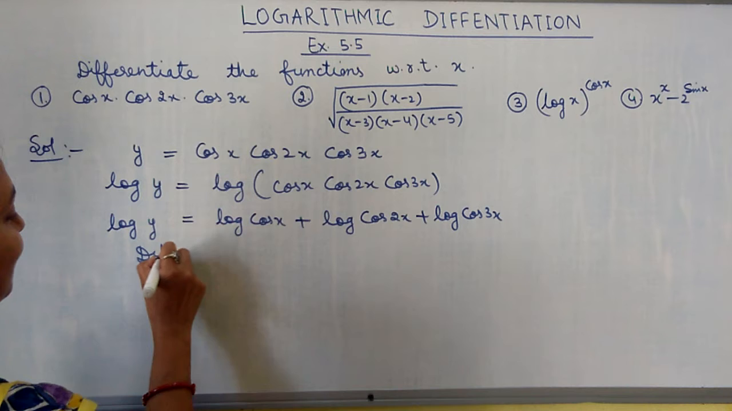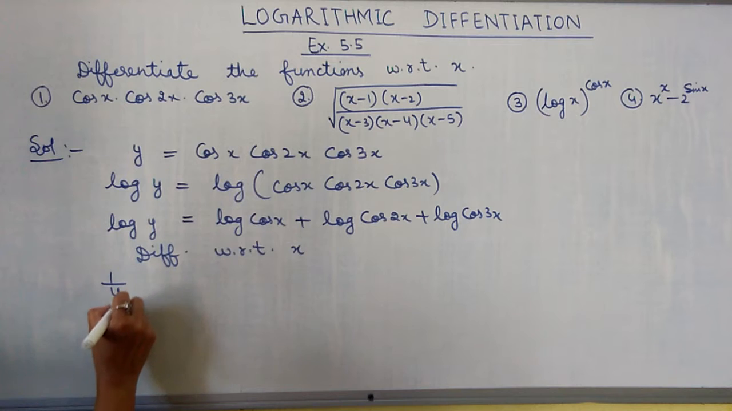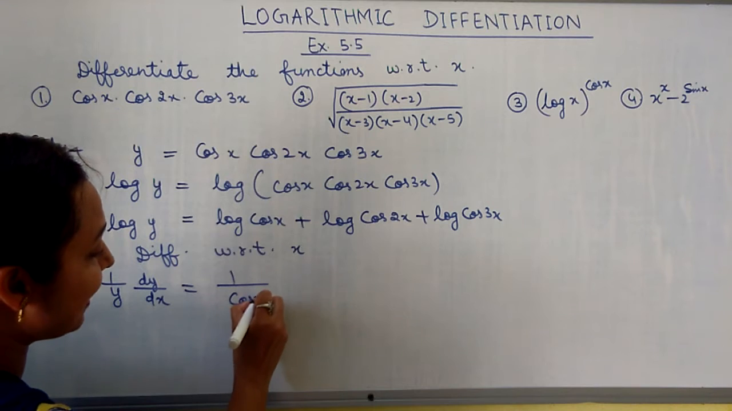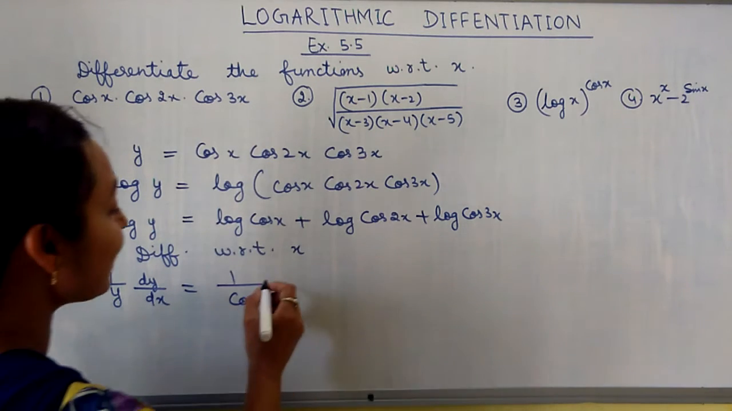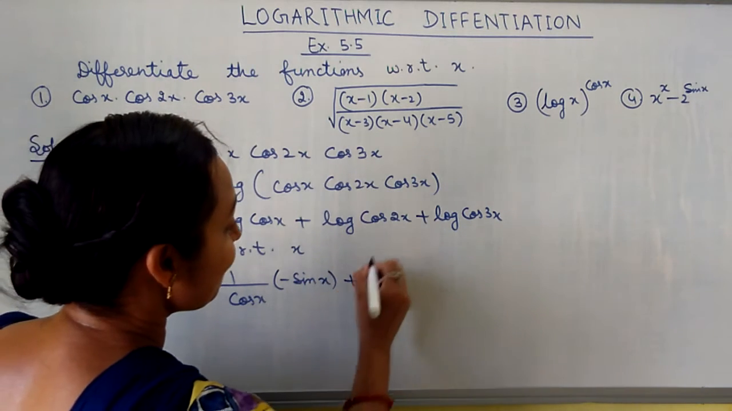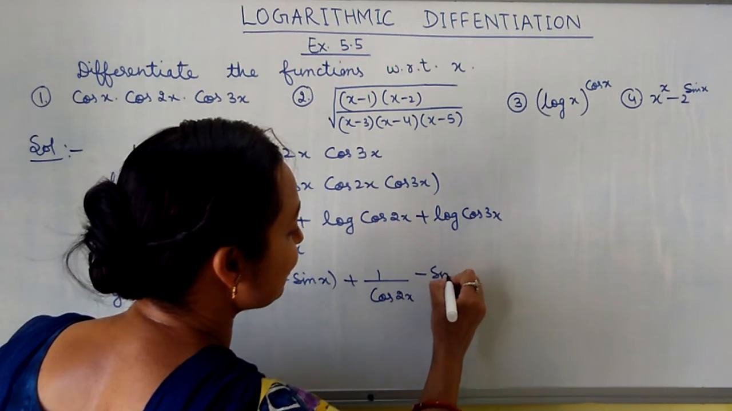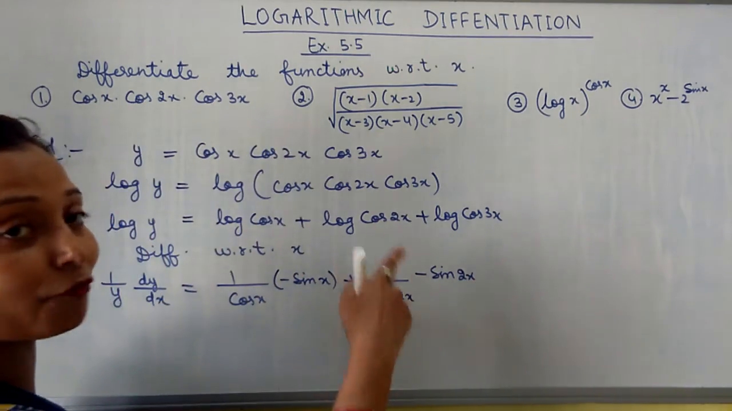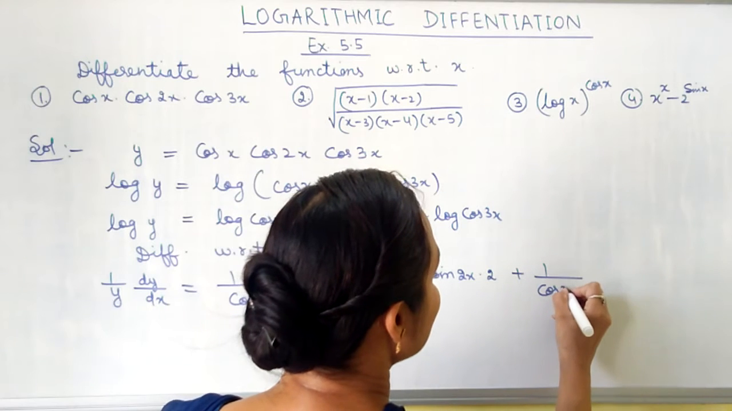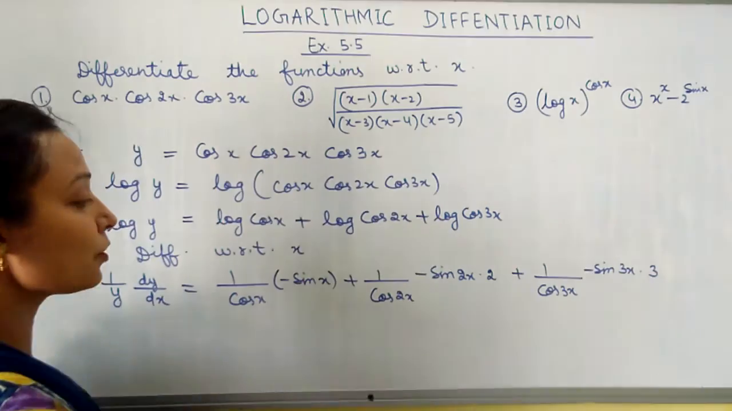Now differentiate with respect to x. When we differentiate with respect to x, it becomes 1 by y dy upon dx. Okay, and here 1 upon cos x, and the differentiation of cos is minus sine, this is minus sine x, plus 1 upon cos 2x, and cos 2x differentiation is minus sine 2x, and further the differentiation of 2x is 2. Now the third one is 1 upon cos 3x, further differentiation of cos 3x is minus sine 3x into 3. So this is the way.